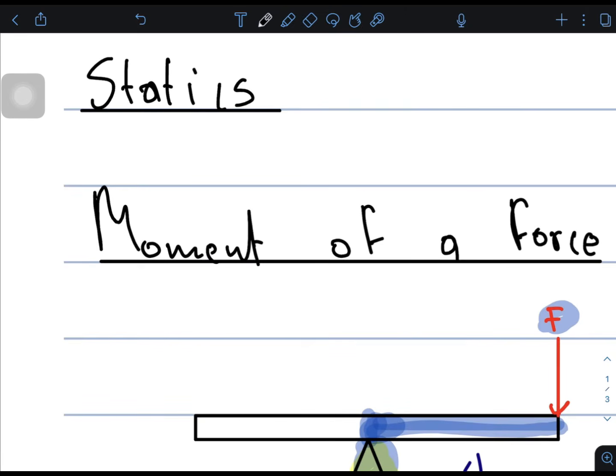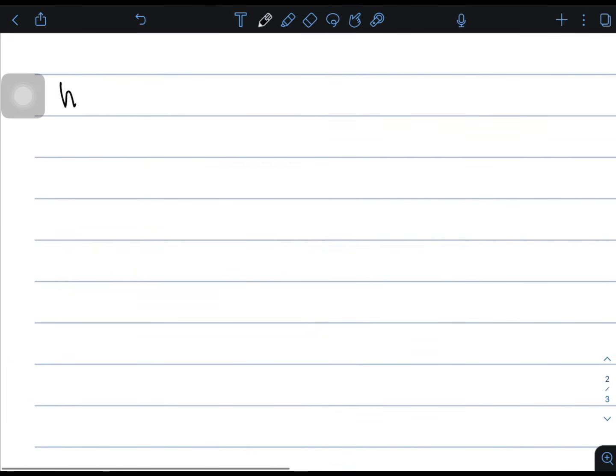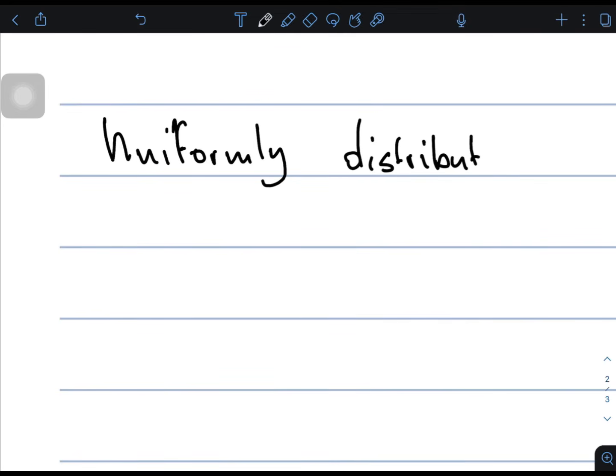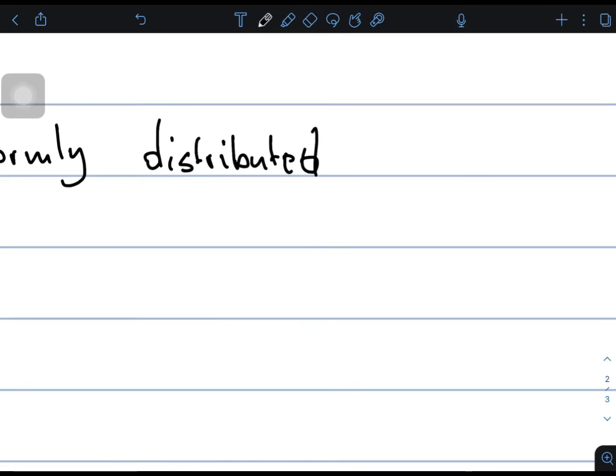Okay, guys, the last thing I want us to talk about before we tackle a question is uniformly distributed loads.